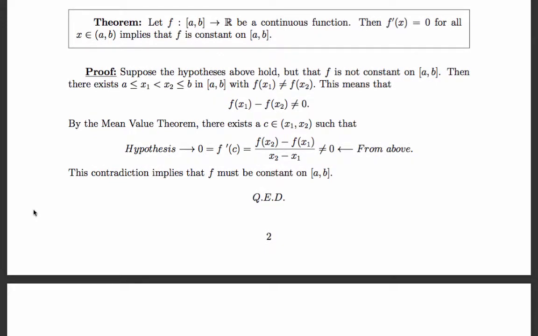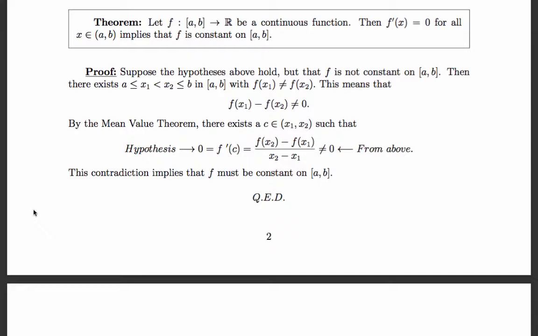Let f be continuous on the closed interval a to b, and suppose the derivative is 0 for all x in the interior. Well, then f is constant. Suppose x1 and x2 are two values in the domain, the closed interval a to b, and suppose x1 is the smaller of the two. Now, suppose that f of x1 does not equal f of x2. We're essentially supposing that we don't have a constant for the sake of deducing a contradiction.